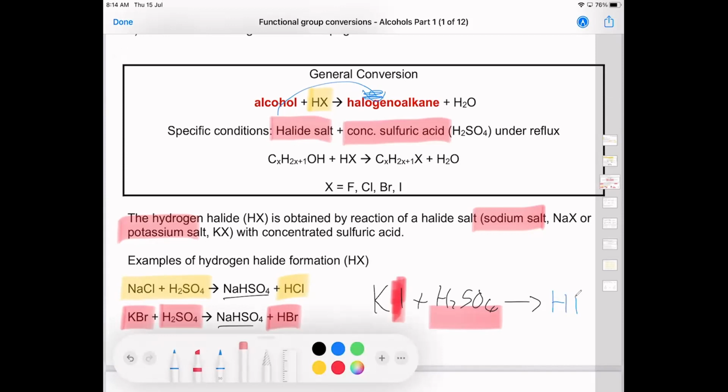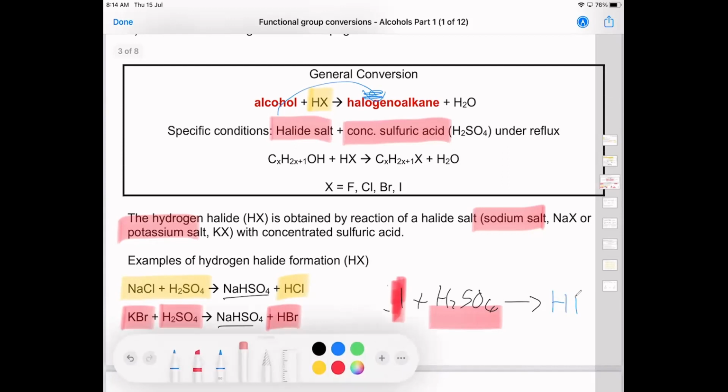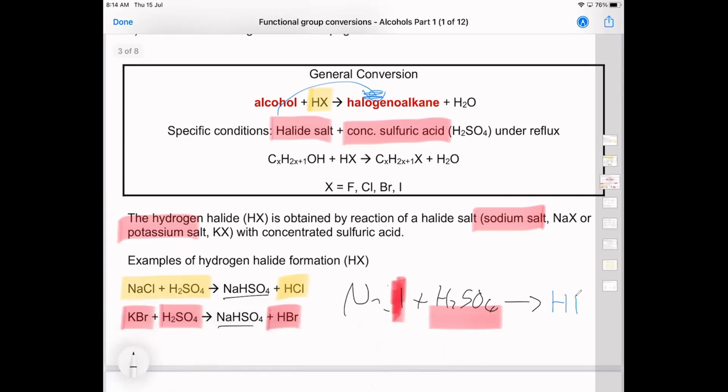I just want to show you quickly, this will be on the YouTube for the guys to see at home. If I took away the potassium over there and put sodium in front, so I just swap that and made sodium, would you agree that I would get the same product? Yeah, it's the same product, correct? Because all I'm interested in is the fact that I'm bringing the iodine to the party. So if I bring the iodine in some sort of salt form, either sodium salt or potassium salt, I just need to react it with sulfuric acid and I'll form the hydrogen halide.